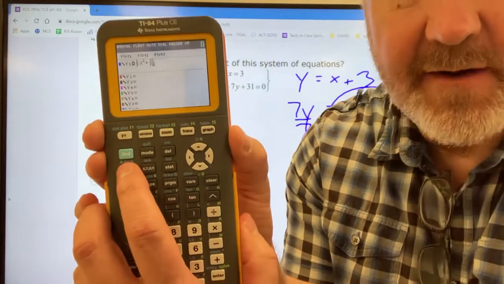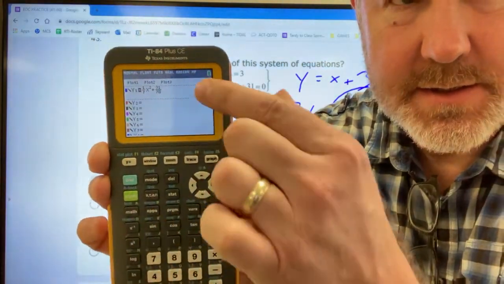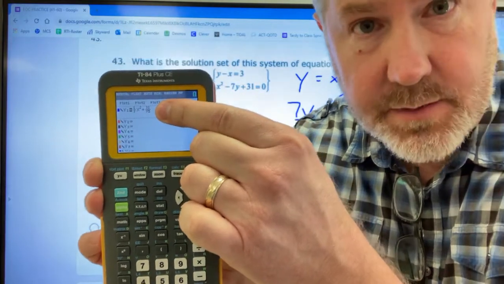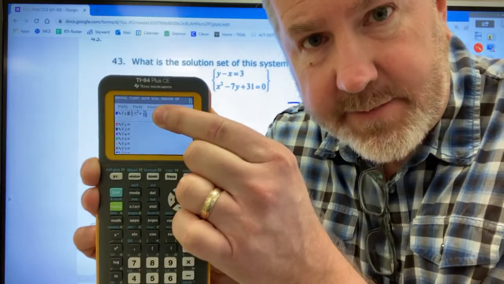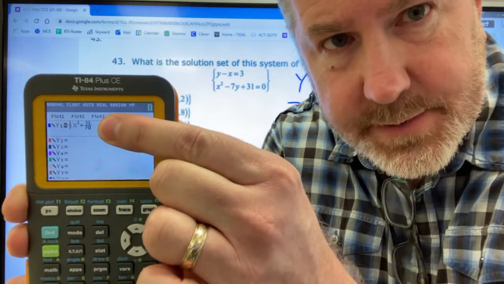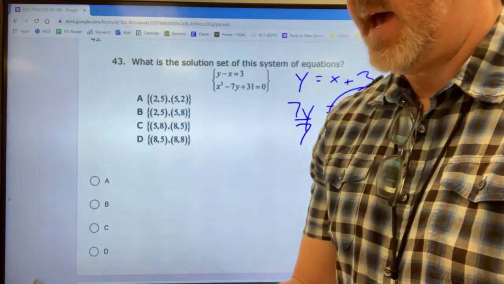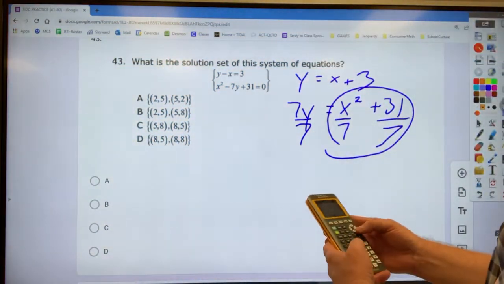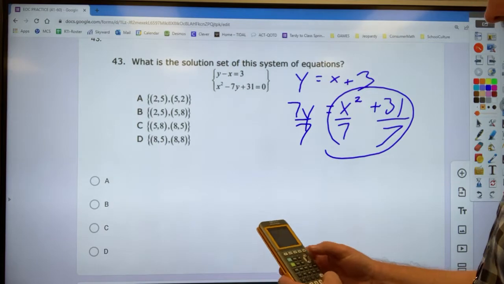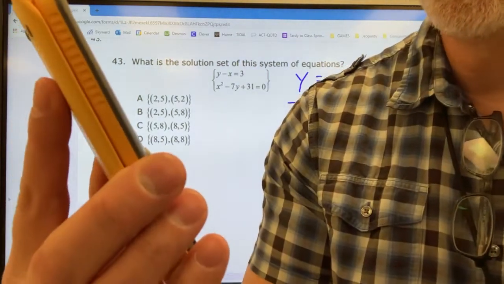I'm using that alpha x a lot so that I get fractions and I don't have to use so many parentheses. And I don't have to worry too much about order of operations, okay? Use that alpha x a lot. And then the other one's just x plus 3. We'll graph it. We'll see what they look like.